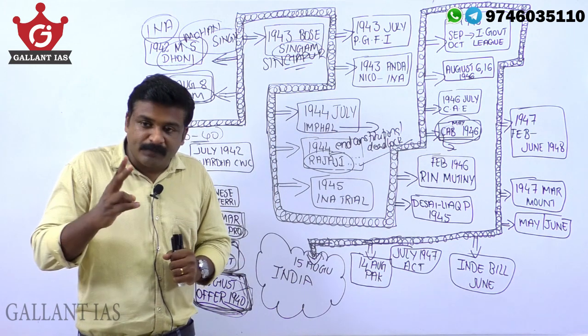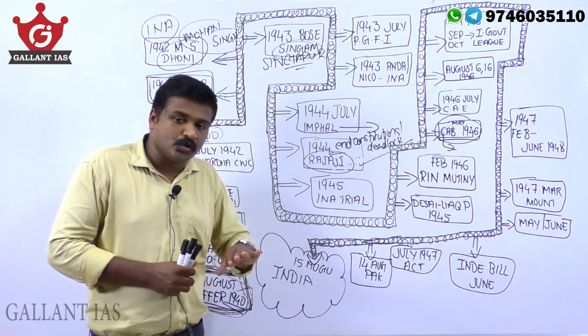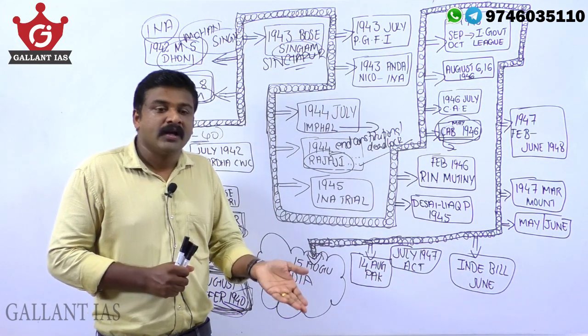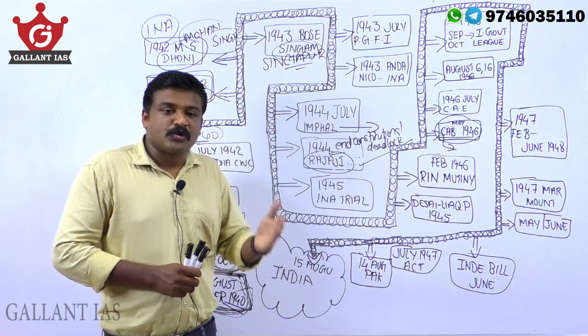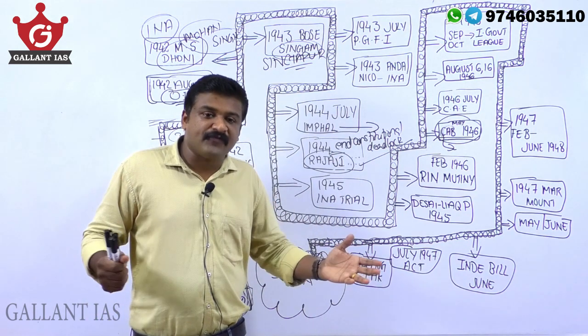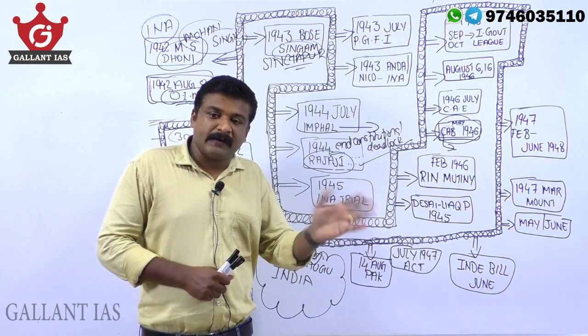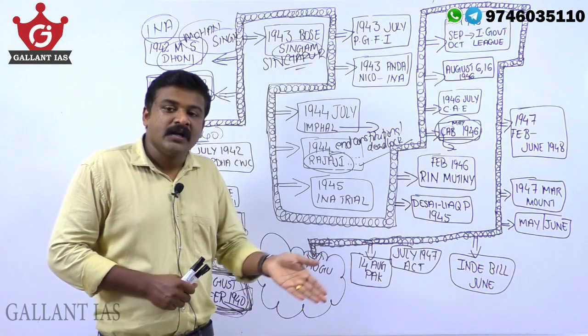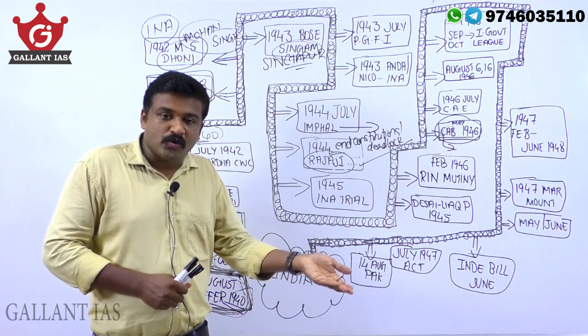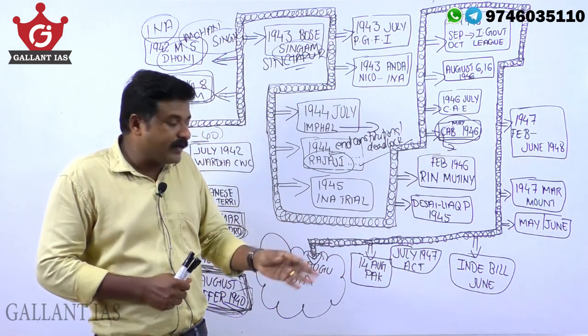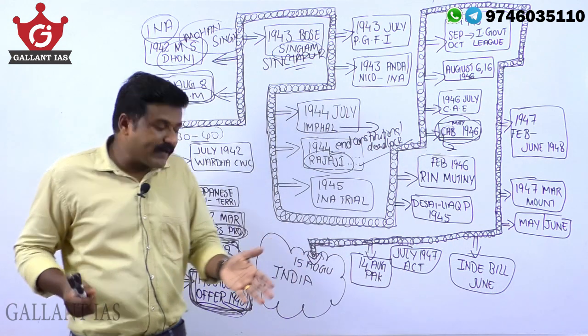Then Mountbatten proposed two plans, the May Plan and the June Plan. The May Plan was rejected by the national leadership because it proposed that the provinces be made free first, then let them decide whether to join India or remain independent. The May Plan is also known as the Balkan Plan. Then the June Plan was accepted.